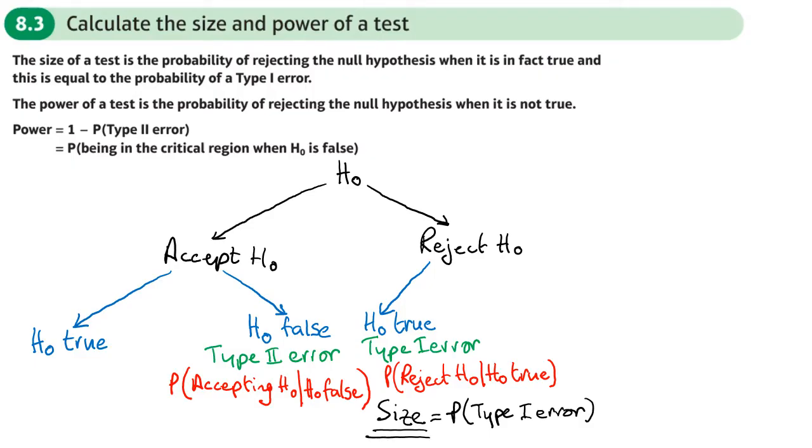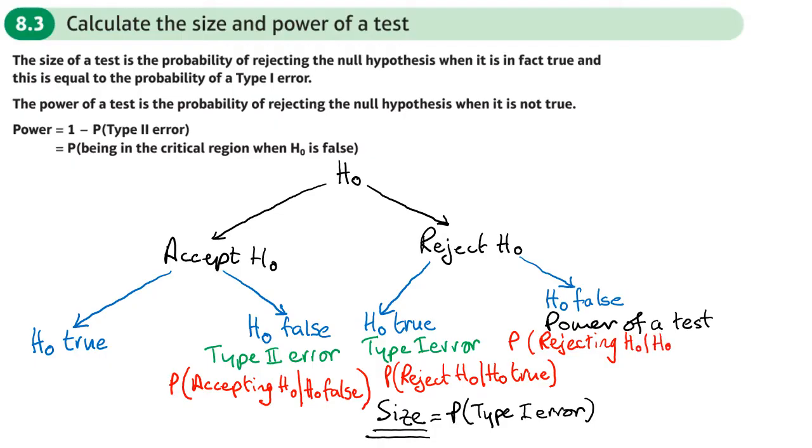Now the last option here is that we reject H0 and H0 is false. Now if we reject H0 and H0 is false, this is called the power of a test. Power of a test when we work out this probability. So this probability would be written as this. It's the probability of rejecting H0 given that H0 is false.